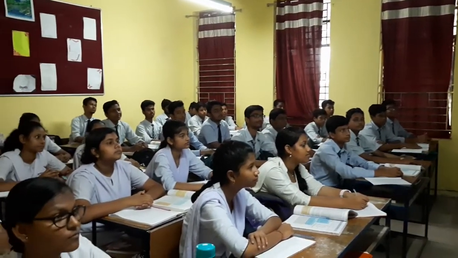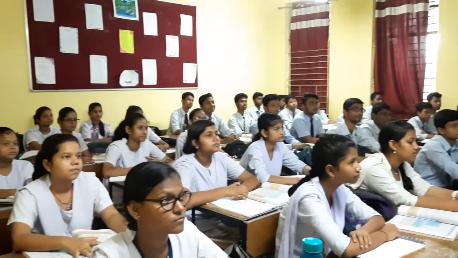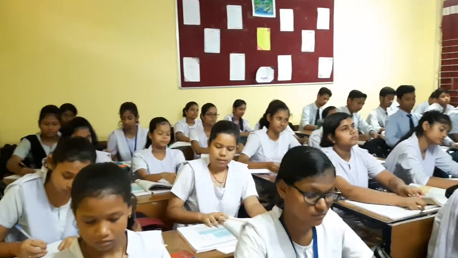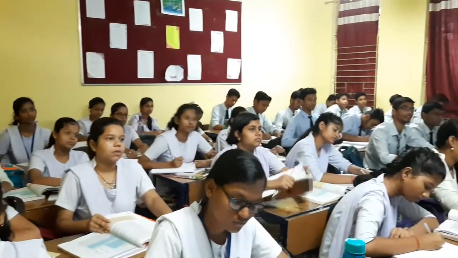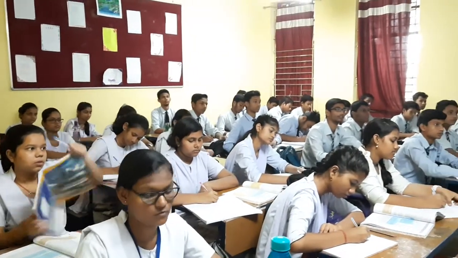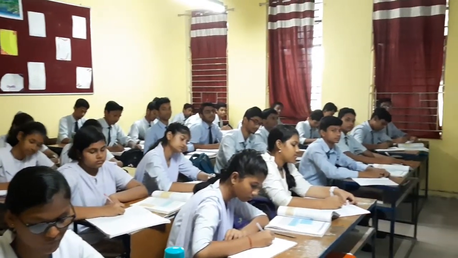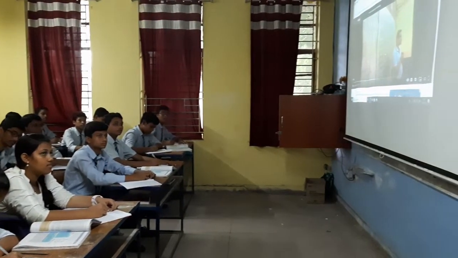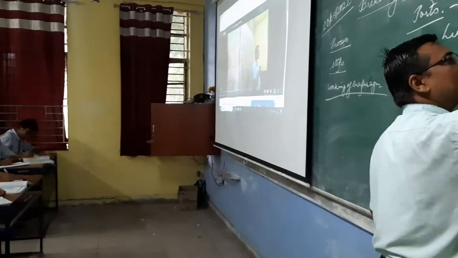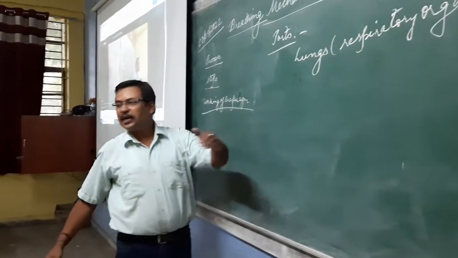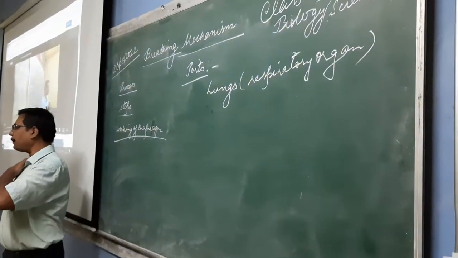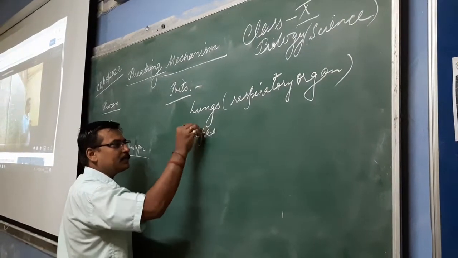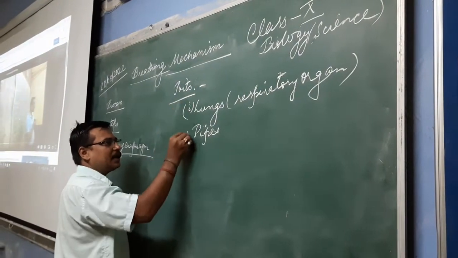So in breathing mechanism, as the name says, there are parts which are necessary. The first part is the respiratory organ called lungs. Then we have the entire pipes. So two parts, 1 and 2.